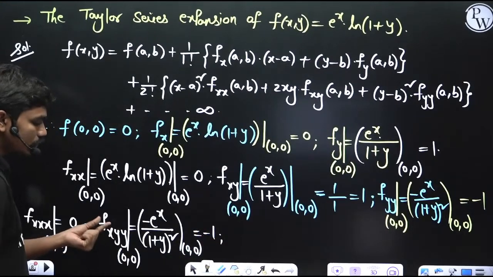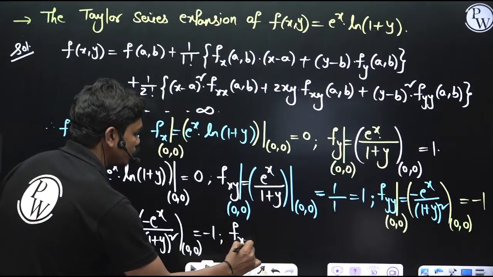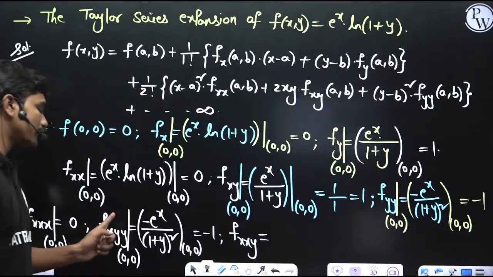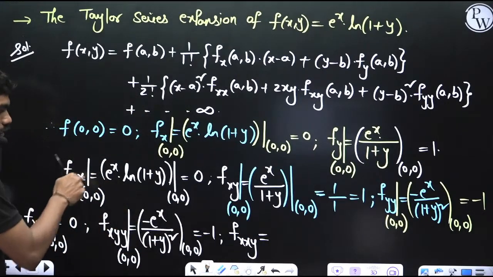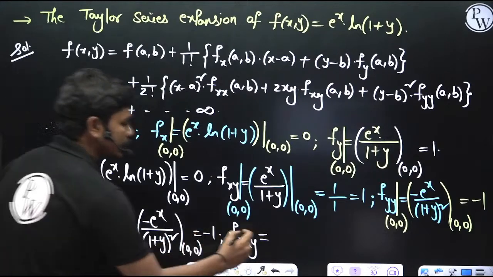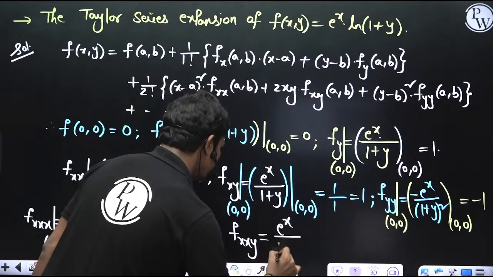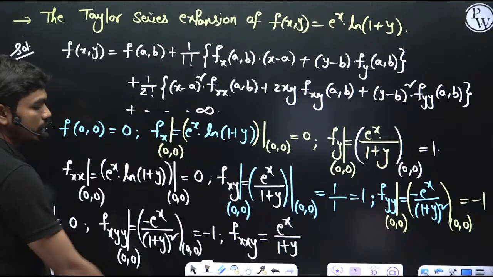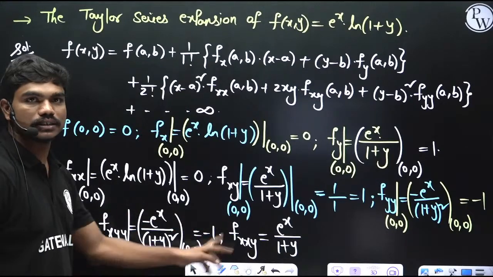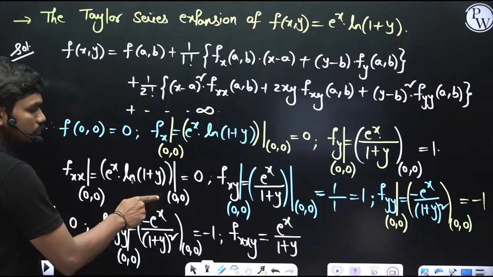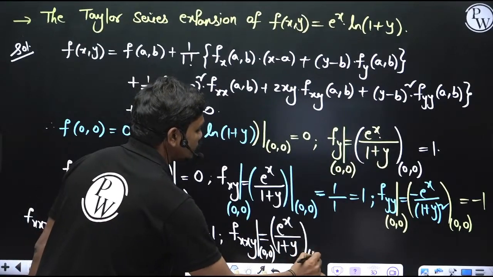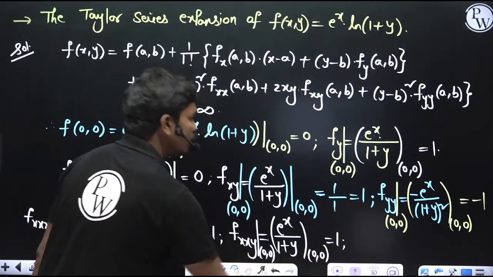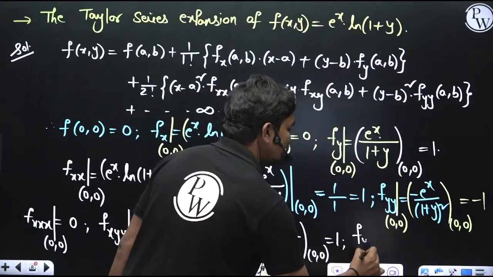Okay, so now let's also calculate fxxy, of course. Because you have fxxy in the third term, you already have fxx. If you differentiate with respect to y, you have e power x by (1 + y) actually here. This can be written as fyxx, it doesn't matter, the derivative order is always smooth. So e power x by (1 + y). If you put the origin here, this value is going to be 1.